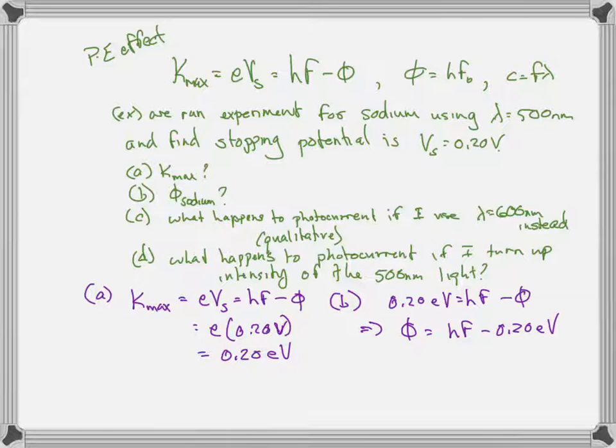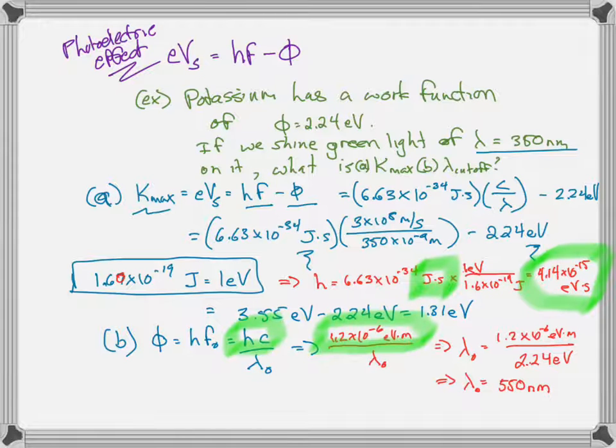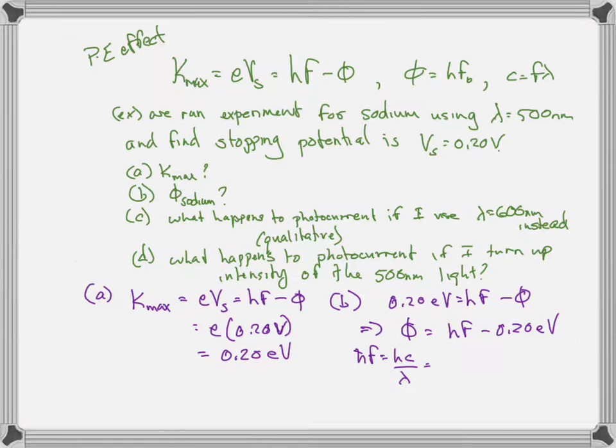The work function is hf minus 0.20 eV, and just as an aside, let's go ahead and calculate hf. hf is hc over lambda, the wavelength of the light that we're using, because I gave it as a wavelength, not a frequency. And we know that hc, which we had already calculated, is 1.2 times 10 to the minus 6 eV meters, divided by 500 nanometers. hf is 2.4 eV, so that means the work function is 2.2 eV. The work function of sodium is 2.2 eV. Let's hope that's right. I don't know if I chose those numbers correctly.